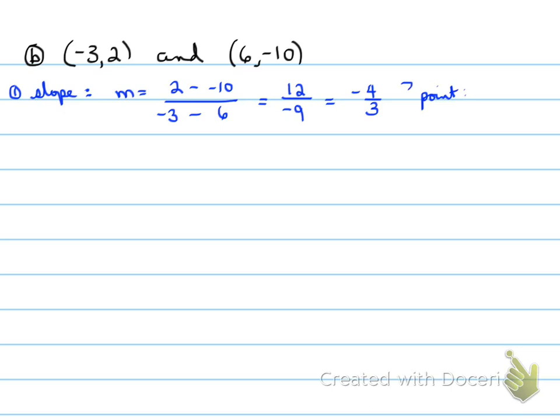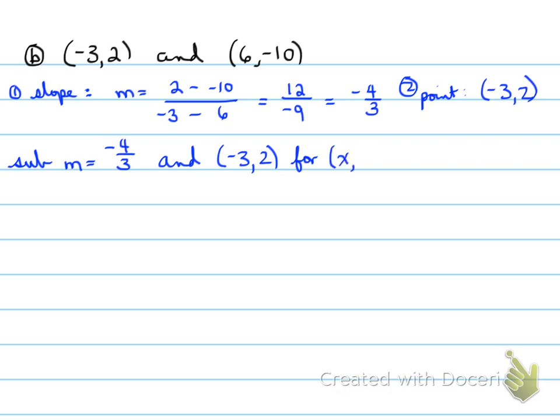Next step is to take a point, any one of the 2 points. This time we chose -3, 2. And we can find the equation using a slope and a point. So we will sub m equals -4 over 3 and the point -3, 2 into the equation for x and y into the equation y equals mx plus b.